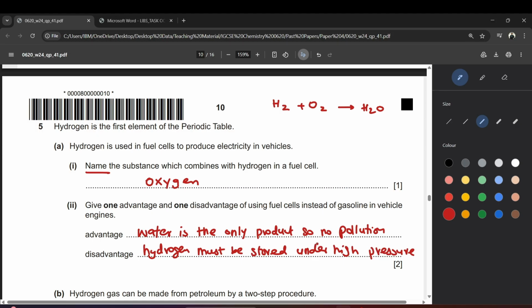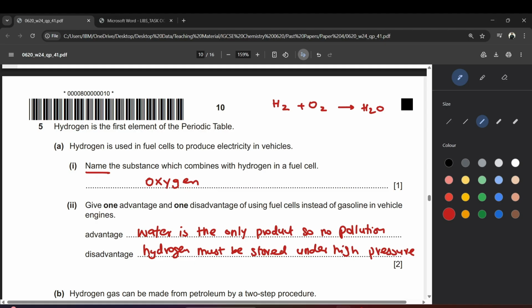But here, make sure you don't give your advantages and disadvantages in terms of cost. Okay, they should be more relevant to some other factors. Like here, water is the only product, so you can say that there will be no pollution. And in this case, you can say it is difficult to store hydrogen under high pressure.